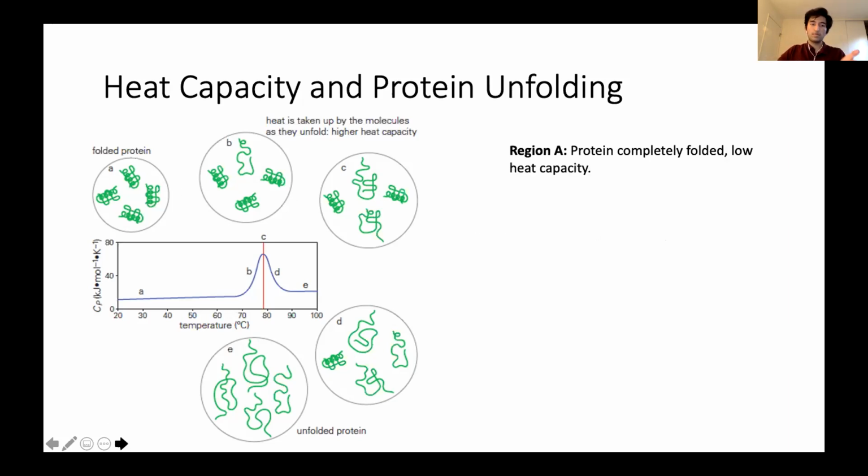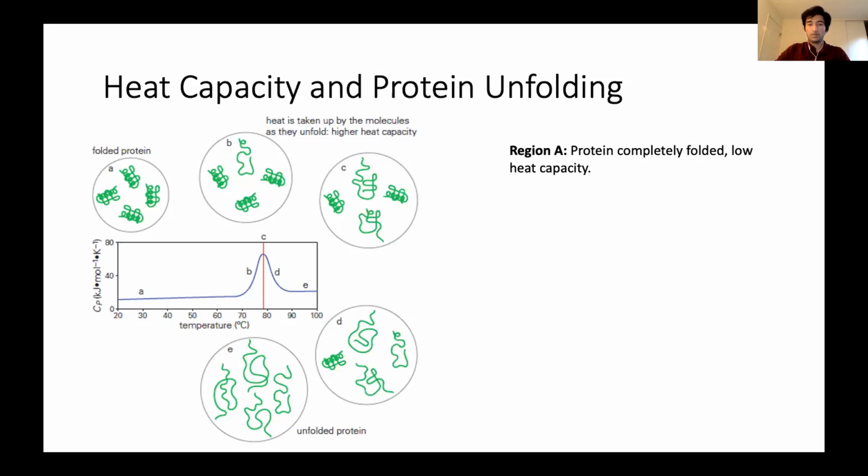So first, if we start with region A, you see that this protein is completely folded here. This is the native state of the protein. And you can see that for a pretty long time before it starts to unfold, it has a pretty low heat capacity. The reason is that if we're considering a protein as having a fixed folded state, the atoms within the protein don't have a whole lot of freedom in terms of where they can move. And so as you're adding in more heat, the only way that the protein can dissipate that heat is through the atoms vibrating.